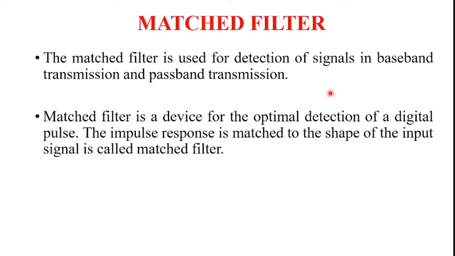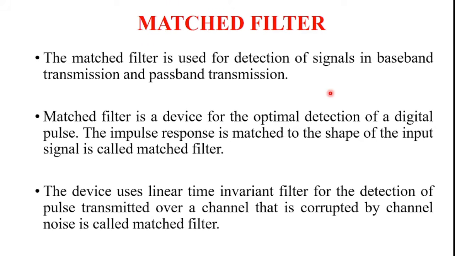A matched filter is a device for the optimal detection of digital pulses. Optimal detection means perfect detection. The matched filter is a device for the optimal detection of a digital pulse whose impulse response is matched to the shape of the input signal. That is the definition of the matched filter. Once again, the filter whose impulse response is matched to the shape of the input signal is called a matched filter.